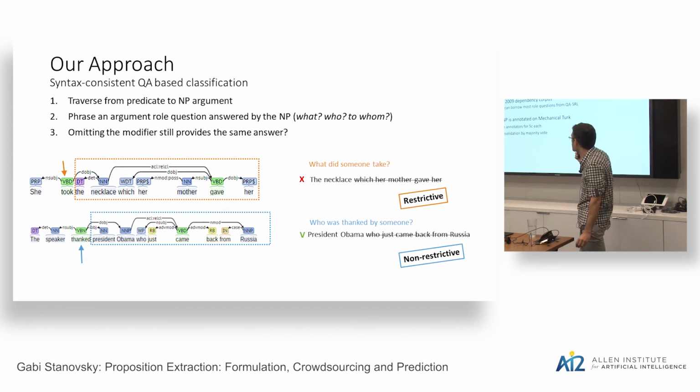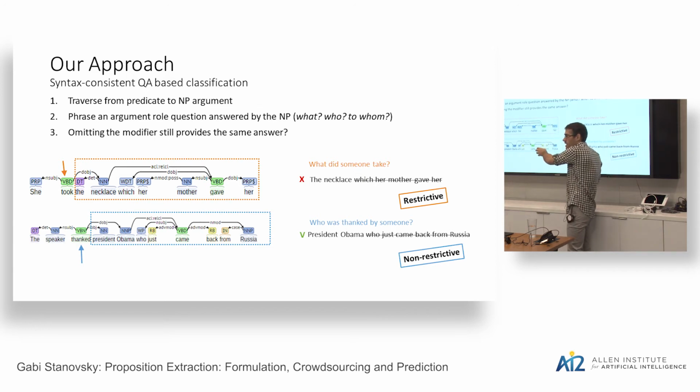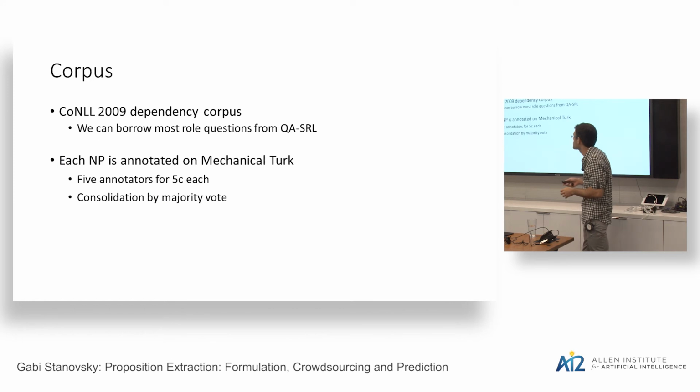Okay, so we took the CoNLL 2009 dependency corpus, and we took specifically that corpus because we had these questions already from QA-SRL. So we had these questions and those answers paired with some syntactic structure. So we had all of this framework going on for us. And each NP was annotated by 5 annotators, precisely to test agreement, and 5 cents each. I don't know if it matters for you. And the consolidation was made through majority vote.